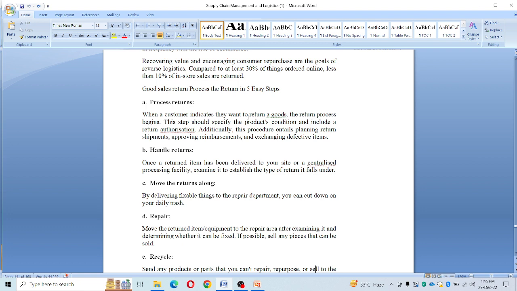When a customer indicates that they want to return goods, the return process begins. This stage specifies the product condition and includes the return authorization.